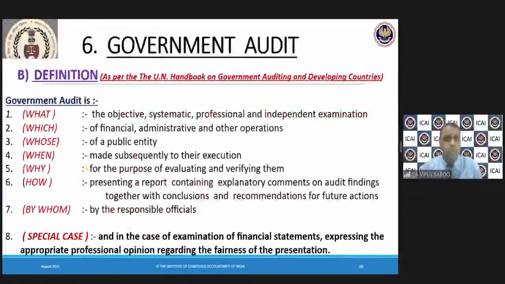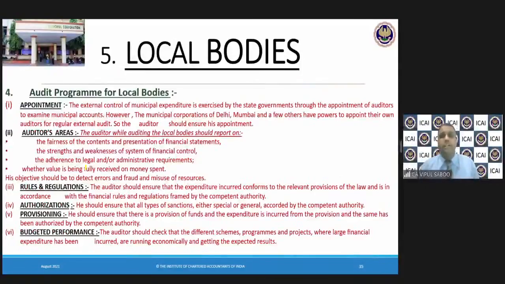Okay. So we reached the last point in case of local bodies. Audit program for local bodies. You have been assigned the audit of your local body, right? So what should be the audit program? Very important part. Appointment. So first is the appointment.